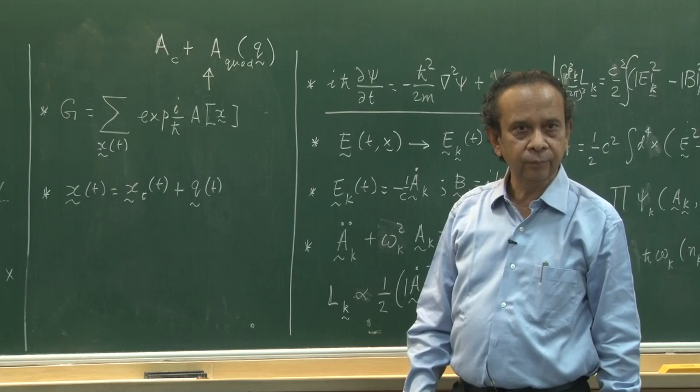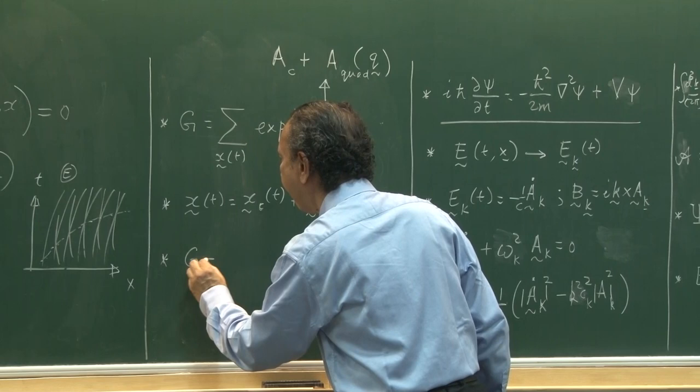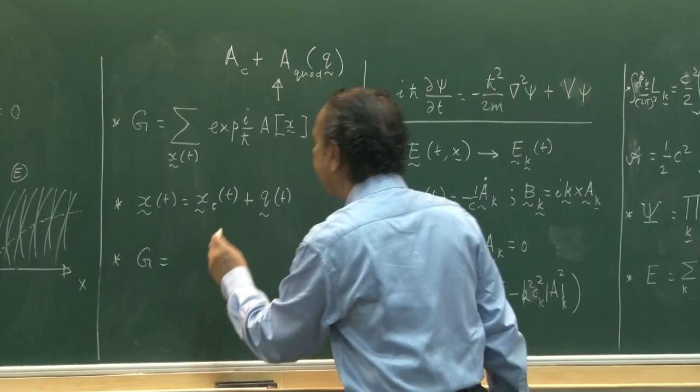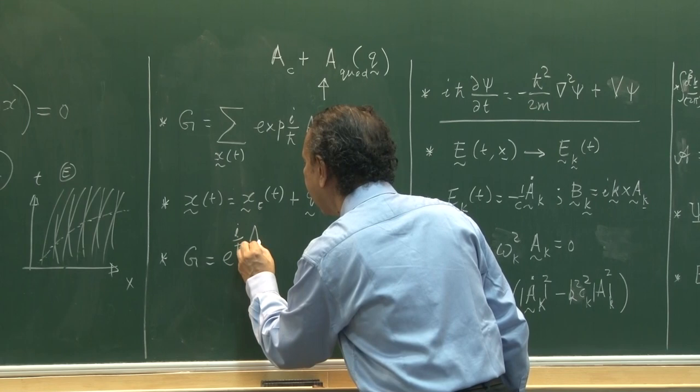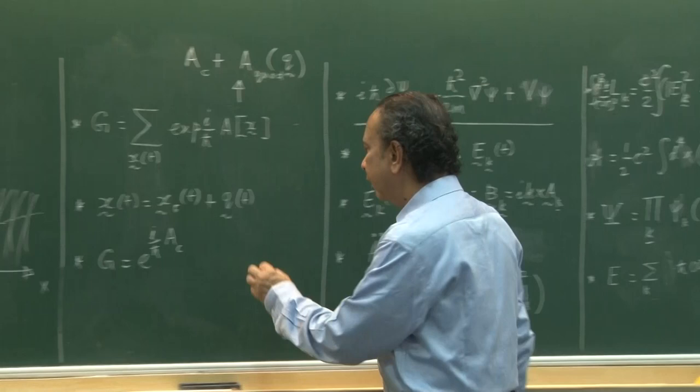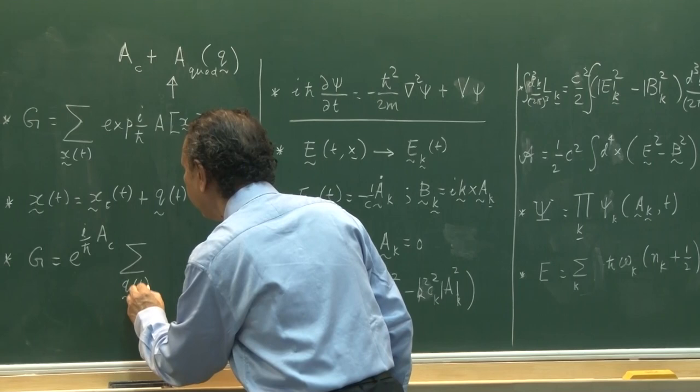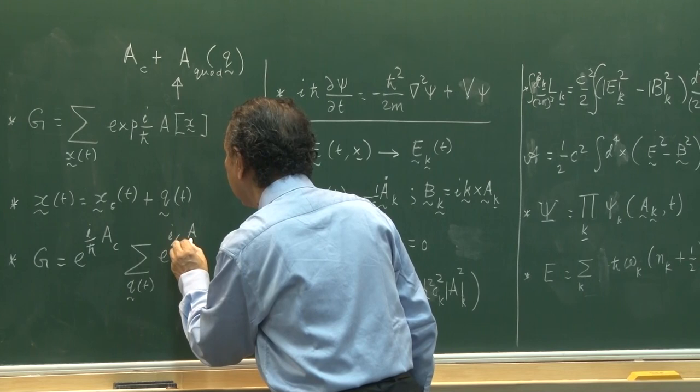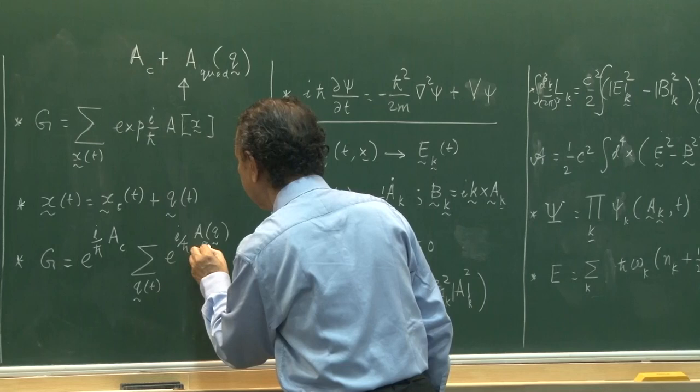Therefore, I find that my G can be written, when I do all the sum over paths, now the sum is over q, first as e to the i over h cross A classical evaluated between the two endpoints. Then I have a sum over all q of t of e to the i over h cross the action evaluated for q, which will be the quadratic part of the action. I will put quad here.